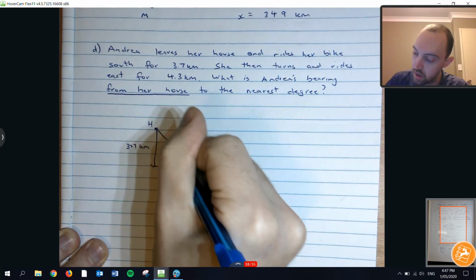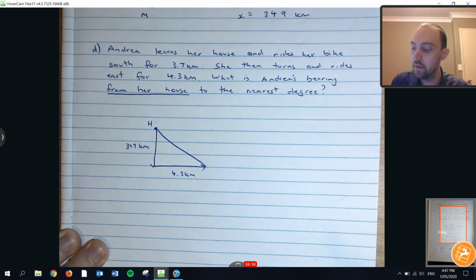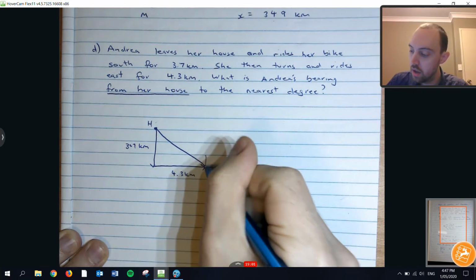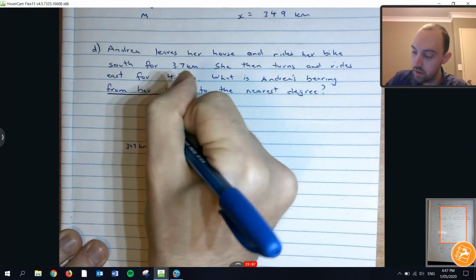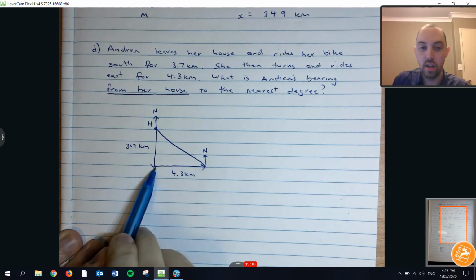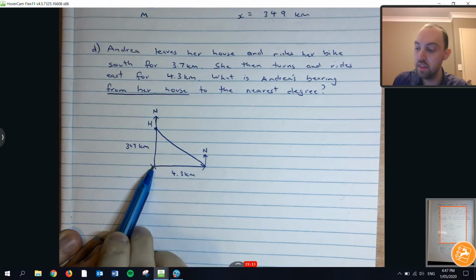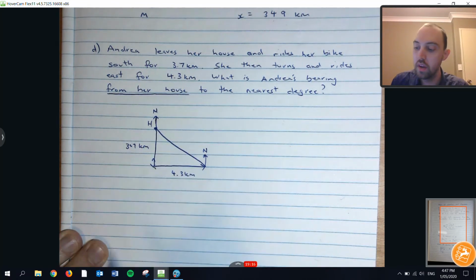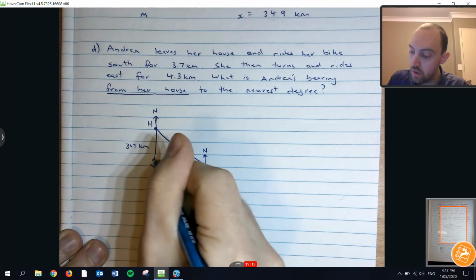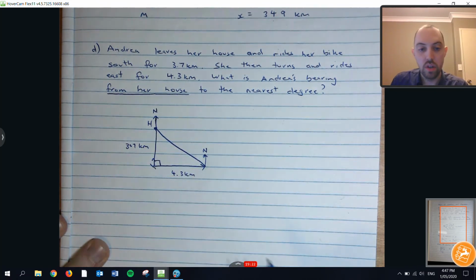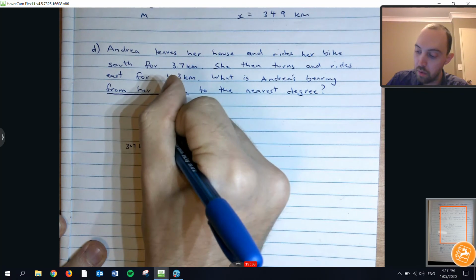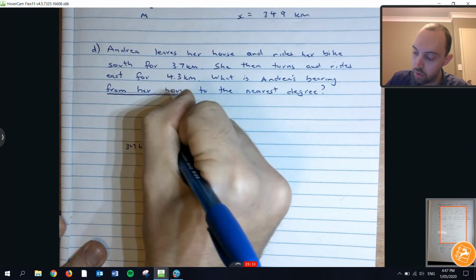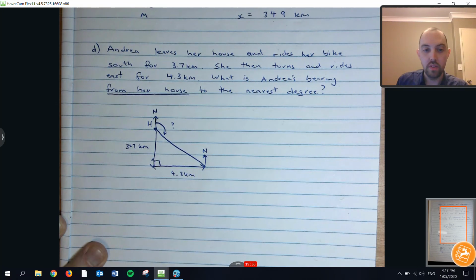So let's connect up her house and where she finished. It suggests you write north in at each stage, so let's do that. Andrea's gone directly south here, so it's the same north in that direction. North and east are at 90 degrees to each other, so we have a 90-degree angle triangle, but what angle are we trying to find? The bearing means we're traveling clockwise from north. That there is the angle that we're trying to find.